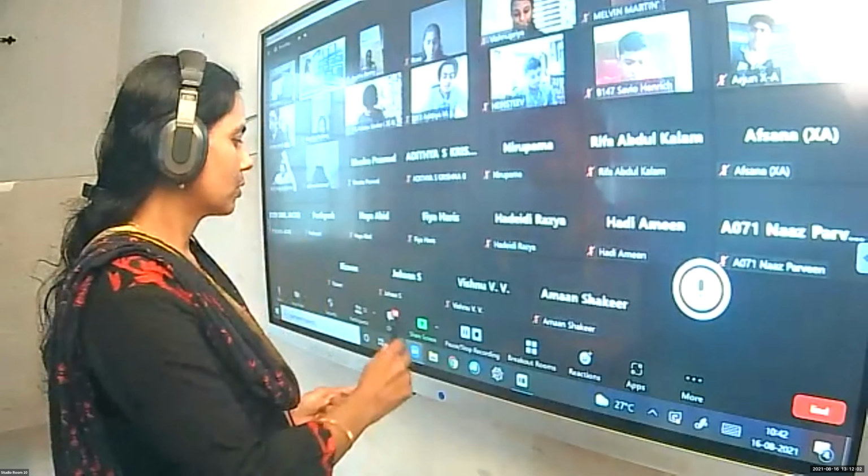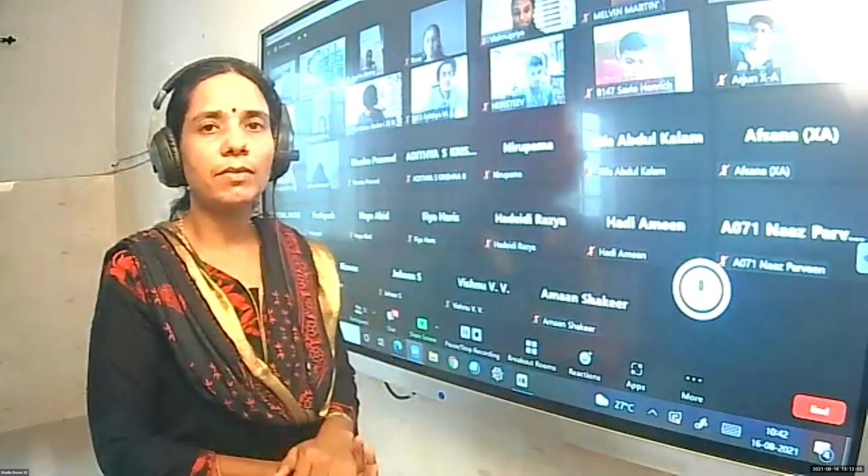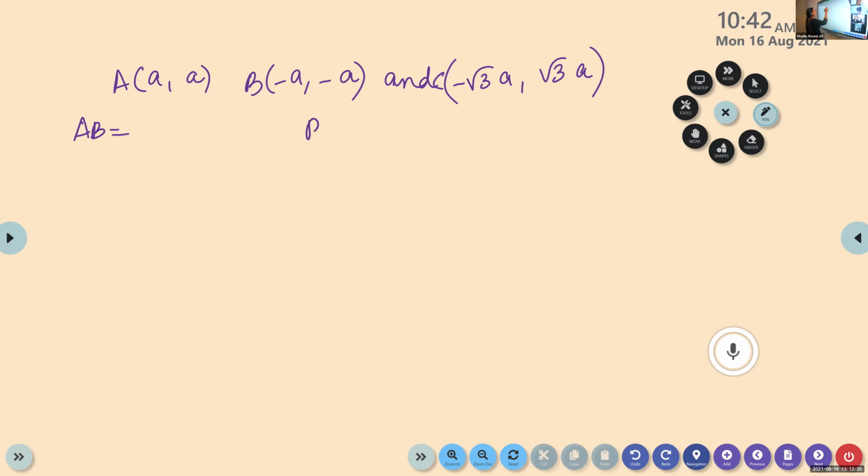Okay. So now we are given 3 vertices. We have to check whether it is an equilateral triangle. Equilateral triangle means all the 3 sides are equal, isn't it? Okay. So first name the vertices. Name them A, B, C. So find the side AB, find the side BC, then find the side AC.